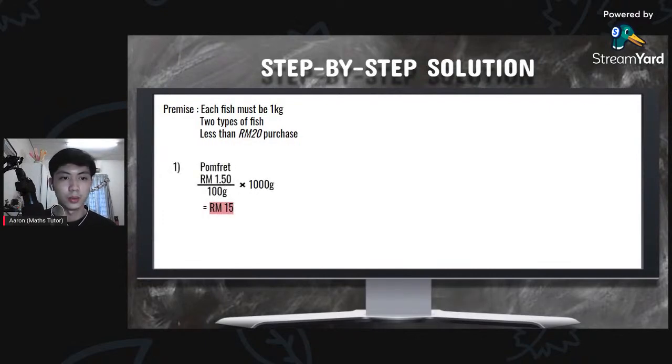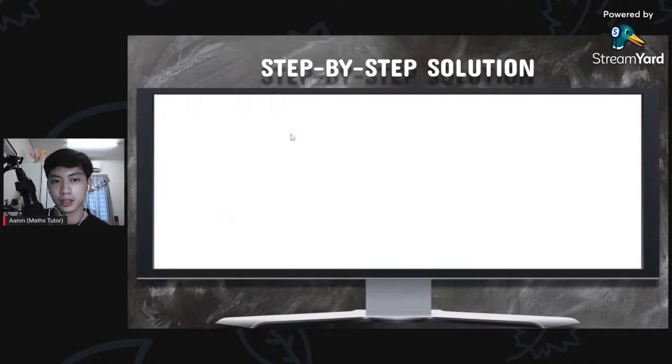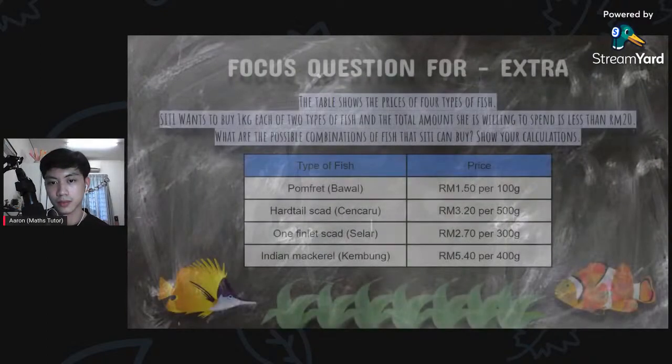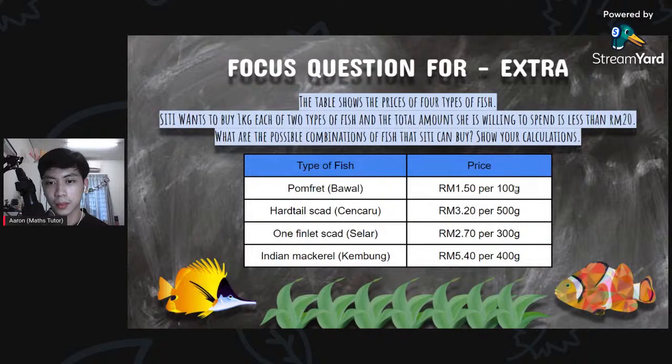So we can write here, this one is the fish type. We want to know how much is 1 kg of fish. Just now we see the question here, it says 1.5 ringgit per 100 gram. Every 100 gram you need to pay 1.5 ringgit. So this also is the same thing.